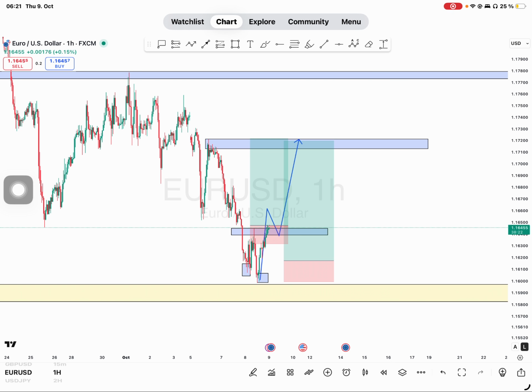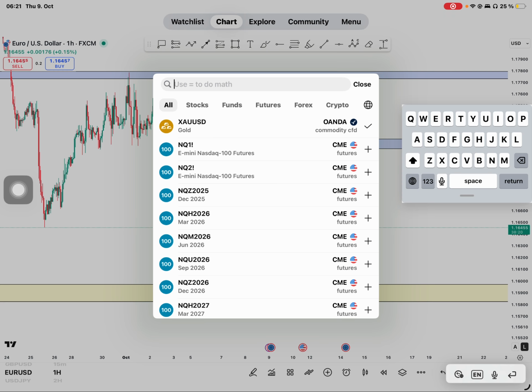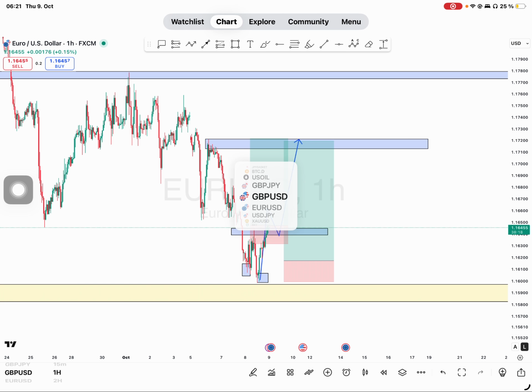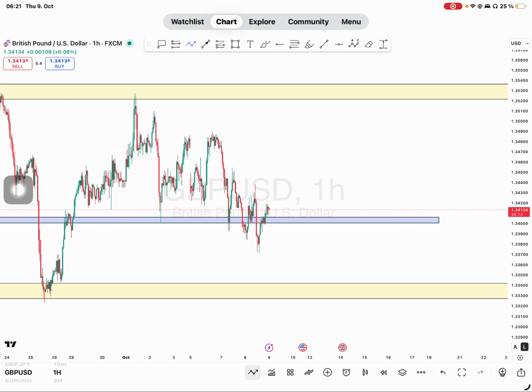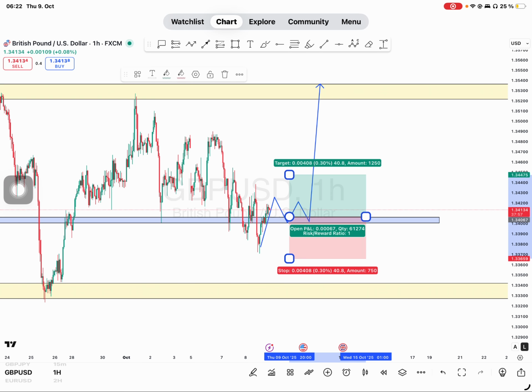Now let me switch quickly to GBP USD. So this is GBP USD. My setup for GBP USD is for price to break, retest. I'll look for more buy opportunity back to this resistance, or when price breaks here, forms a double bottom here in 1 hour, I'll look for more buy opportunity. So this is my setup for Euro and GBP USD.